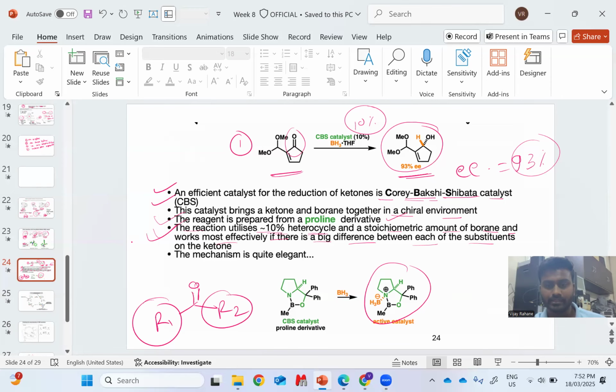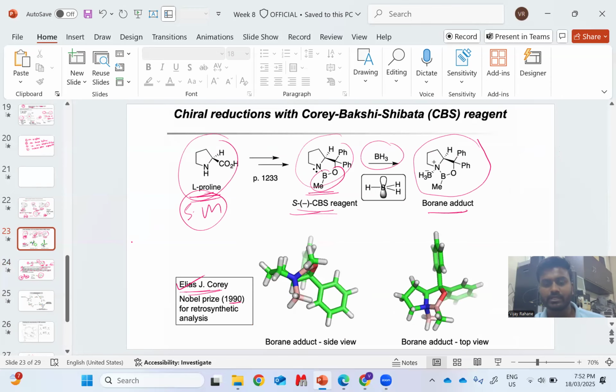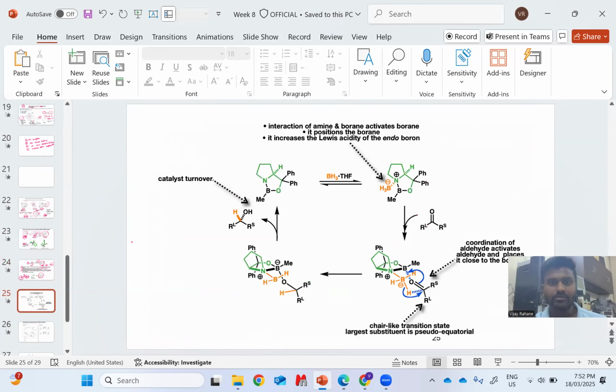You have already seen the boron adduct here, and I will show the mechanism. Let's say we have this catalyst and react it with BH3 in THF. It forms this boron adduct, and BH3 attacks the nitrogen of the proline. Upon reaction with the ketone, the ketone has two R groups, which might be aryl or alkyl. One is larger and one is smaller. If the R groups are non-equivalent, there is a size difference.